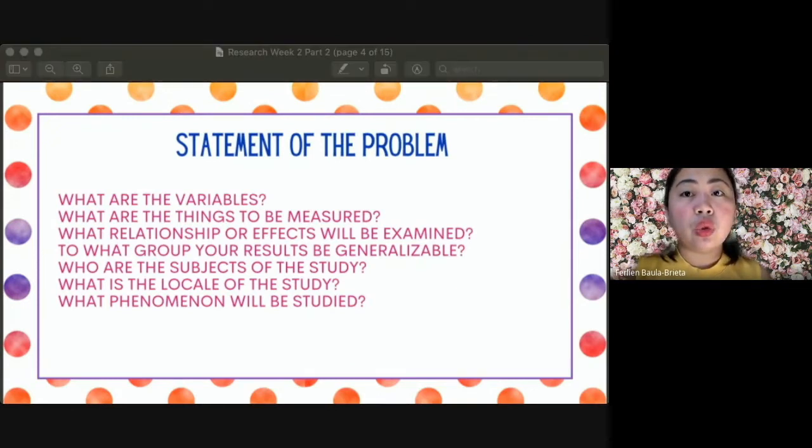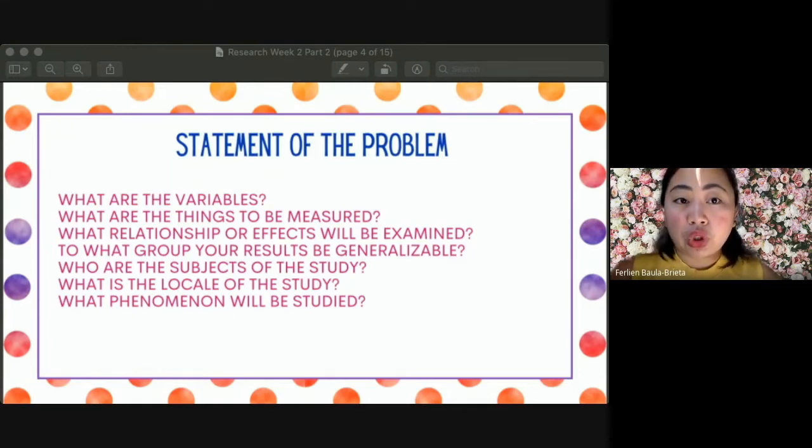First of all, you need to know the variables of your study. So what are the variables of the study? We have different variables. You can name it as independent variable, dependent variable. We have also moderating variable, and it will be shown later on in the next slides. Next thing is, what are the things to be measured? You need to state what are the things that need to be measured. What relationship or effects will be examined? So you have to be decisive on the things that you want to measure also.